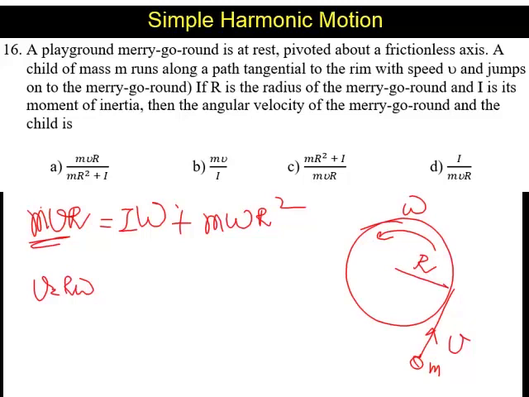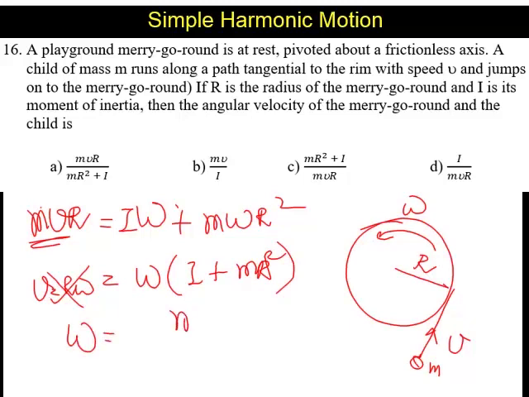Now we want to know omega, so we will take omega out. Collecting omega, we have I plus mr square. So we want to calculate omega equal to mvr by I plus mr square. So mvr by I plus mr square. So the correct choice is A, that is the correct answer.